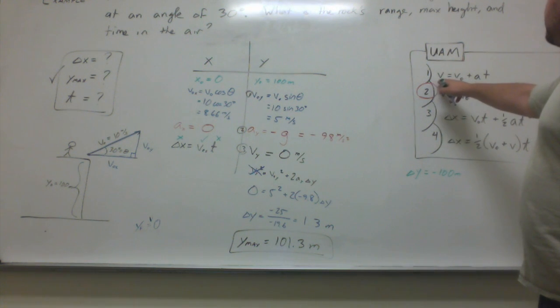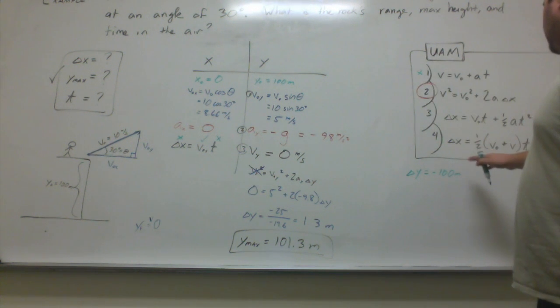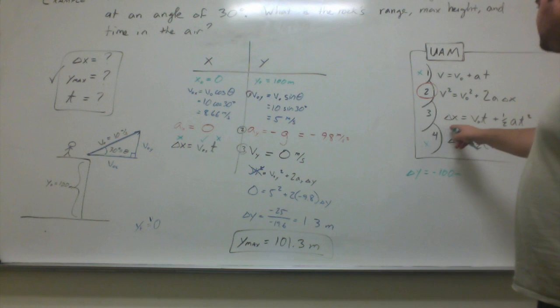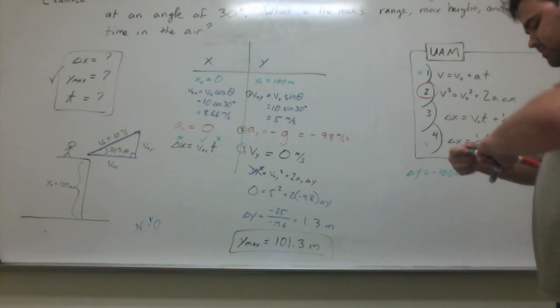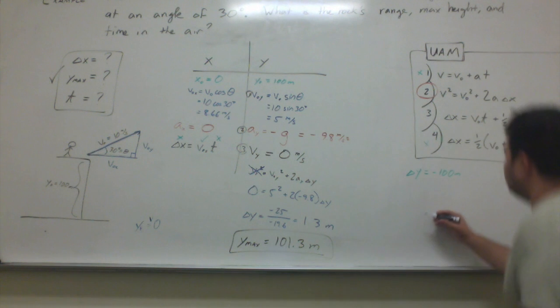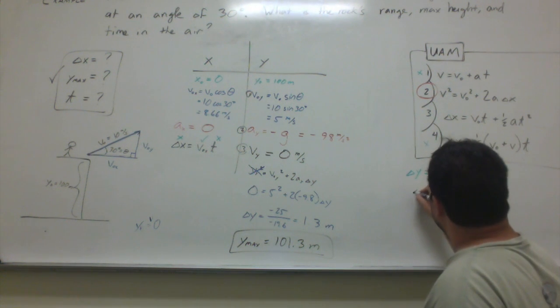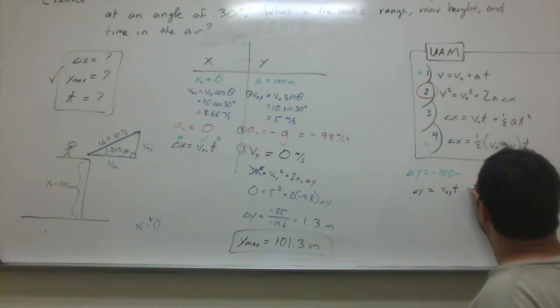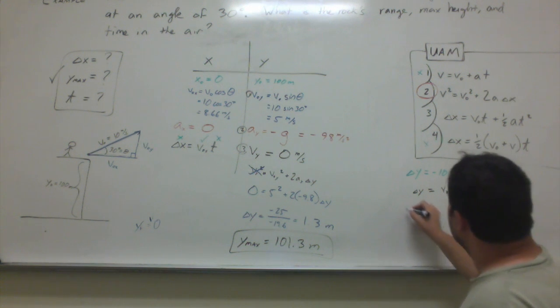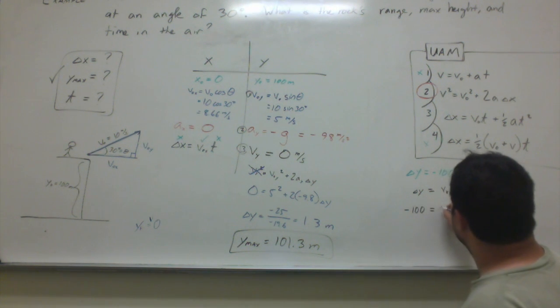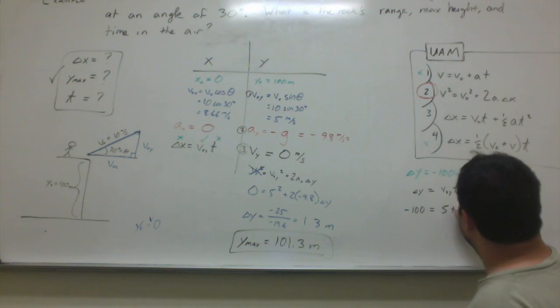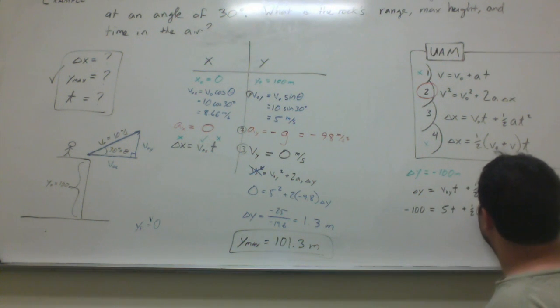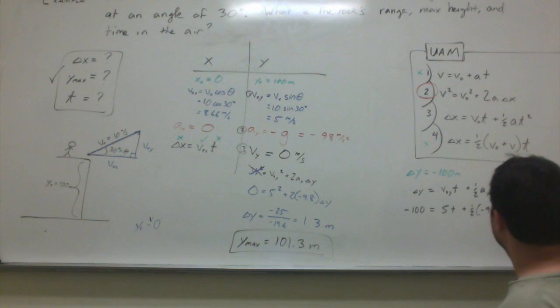Notice going along the equations, we don't have the final speed, so that's out. And again, we don't have the final speed, so the only equation we can use is number 3. So here we're going to be doing delta y equals v naught y t plus 1/2 ay t squared. And if you plug in, you get negative 100 equals 5t plus 1/2 negative 9.8 t squared.